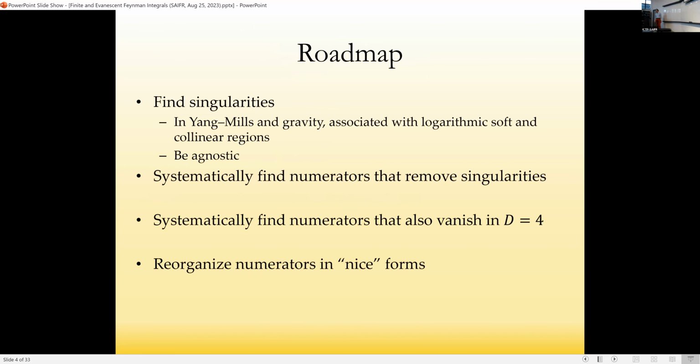So how do we go about doing this? We know that in general, in Yang-Mills and in gravity, the singularities are associated with the soft and the collinear regions. But we're not going to assume that from the outset; it will be the output of the procedure. So we're going to systematically look for numerators that remove singularities. And once we have those, we're also going to systematically find numerators that vanish in four dimensions. That's what will give rise to integrals which are manifestly of order epsilon. And then we'll see how to reorganize those numerators in nice forms.